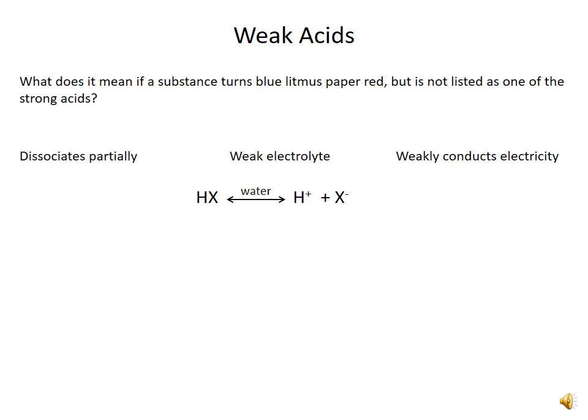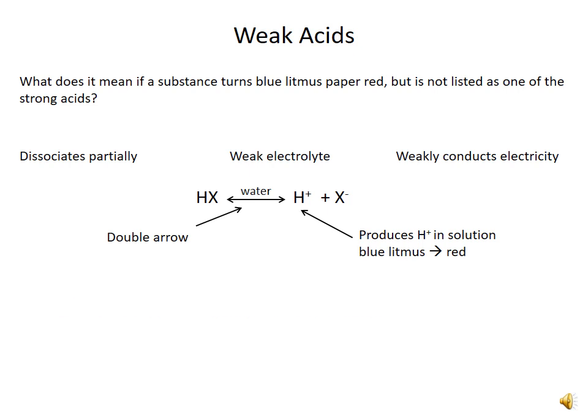So there's a generic version of a weak acid written here, so HX is partially breaking apart into the H+ cation and whatever the anion is. And we can symbolically represent this with a double arrow, indicating that not all of the starting material has dissociated into its ions. However, similar to strong acids, they still produce some amount of H+ when put into solution, so that's why we see it turning blue litmus paper red.